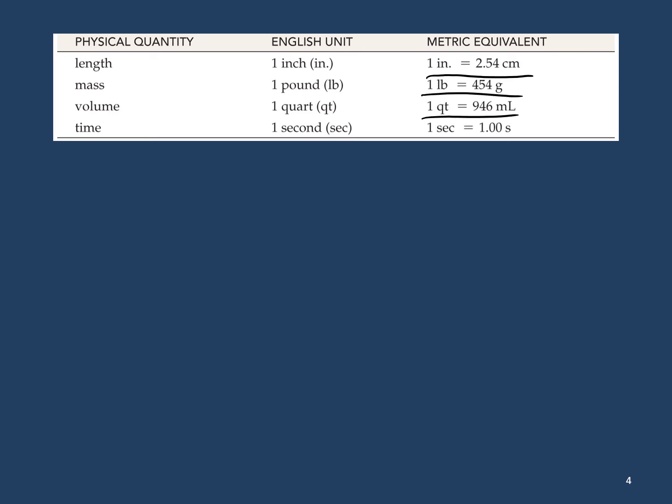The metric ones, you need to memorize those ones that we had in red in the previous slide. I won't give you those. But the rest, pretty much, I will give you, except for those time ones and the 12 inches in 1 foot. So let's do some practice here.